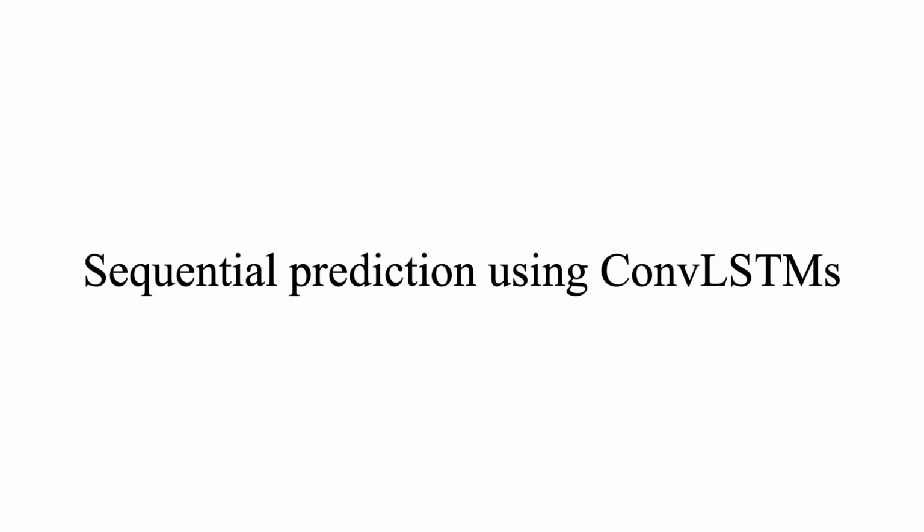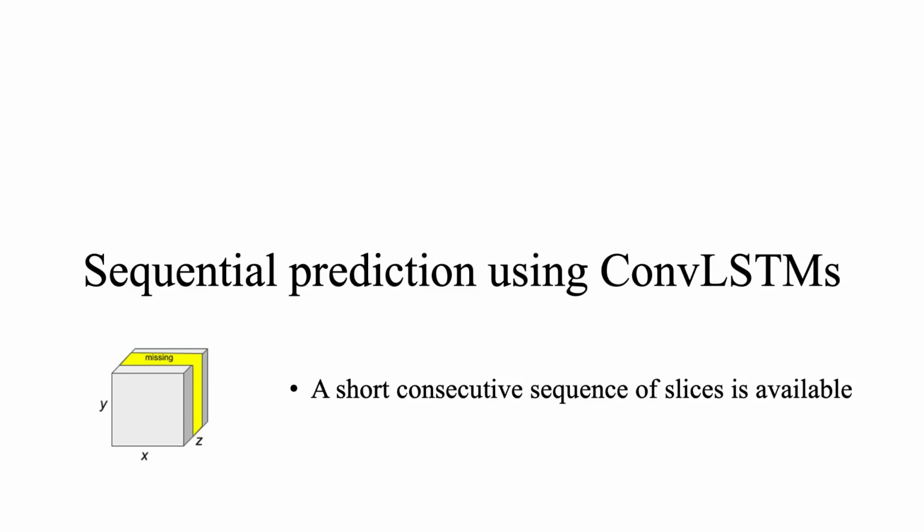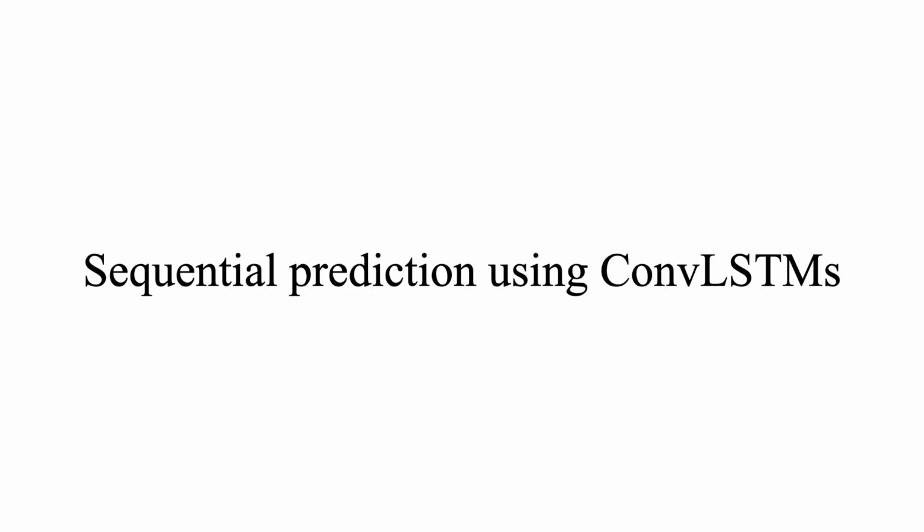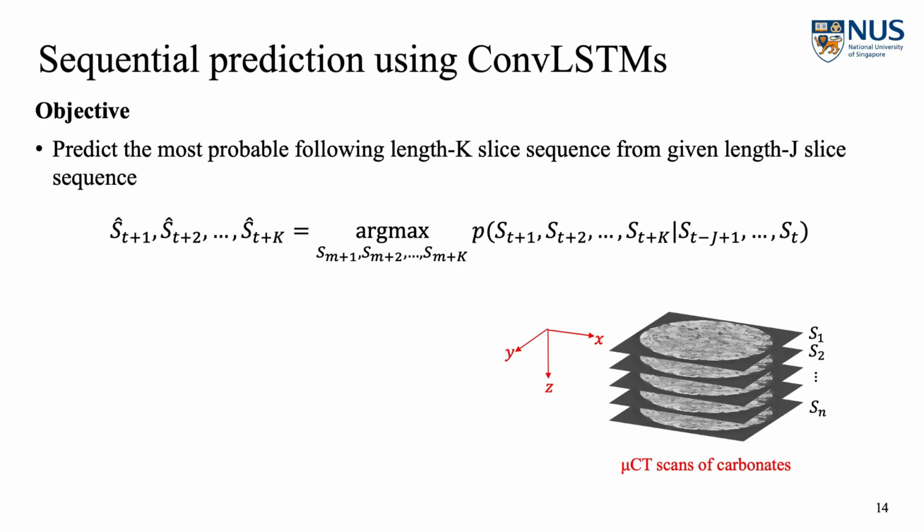Next, I will share with you another reconstruction method, sequential prediction using convolutional LSTM networks. In the aforementioned method, we try to fill the gaps between parallel 2D slices by inpainting. What if only a short consecutive sequence of 2D slices is given, or the rocks are no longer isotropic? Under those conditions, the reconstruction problem becomes a sequential prediction problem, which aims to predict the most probable following sequence of slices from the given sequence of slices, as described by this equation.